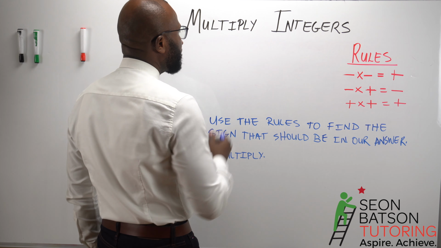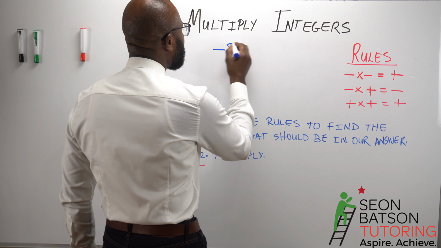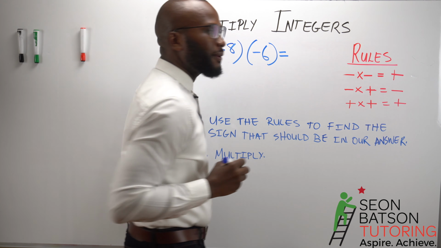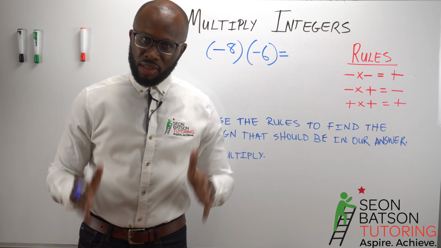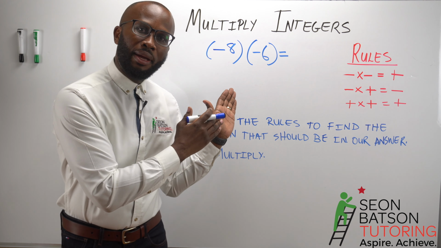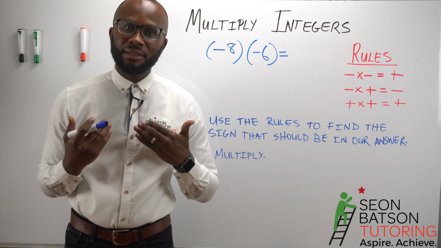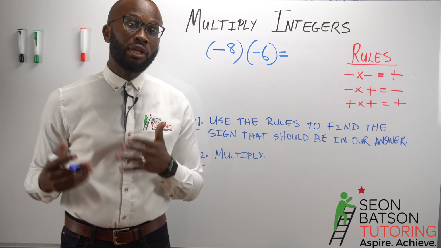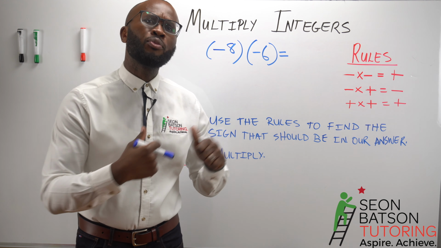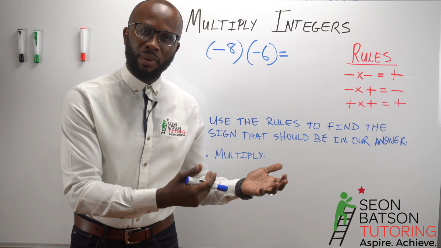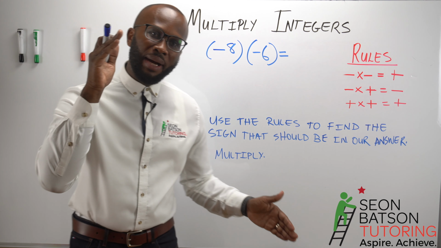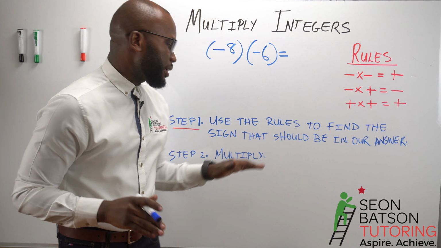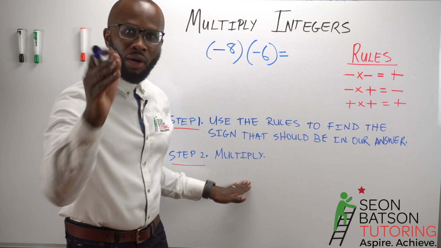All right. Again, your turn to shine. Let's do negative 8 times negative 6. Again, you guys are going to pause the video. Try this problem in your notebook. Then come back and see if we get the same answer. Pause the video. Give it a try. And like always, if you need to, you can go back, watch the previous examples, then try the problem. I believe in you. Go step by step. First, you will use the rules to find what sign should be in your answer. Then you multiply. Go ahead.